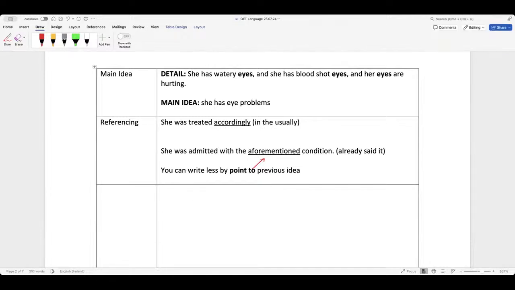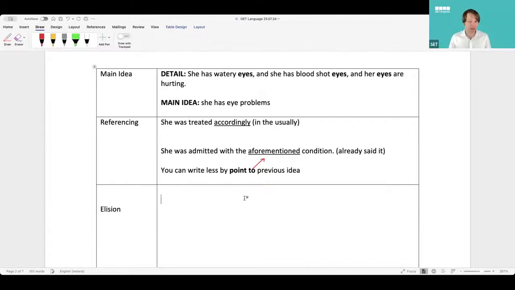Elision. Avoiding repetition. Well, remember, elision. So elision is like this. I'll just do an example with movies. I went to the movies, but my girlfriend did not go to the movies. Okay. This is a simple example, okay?